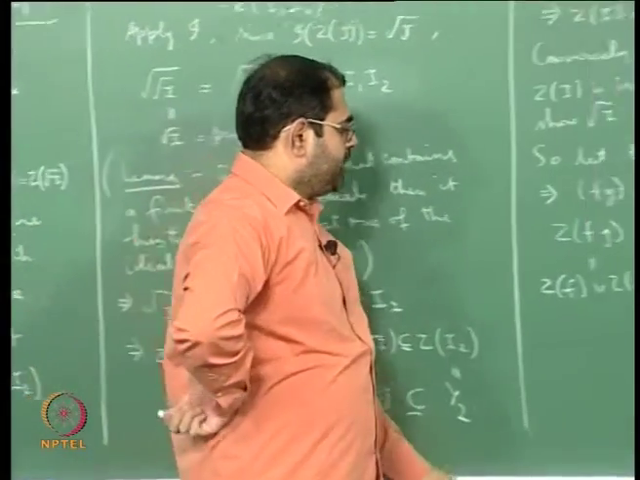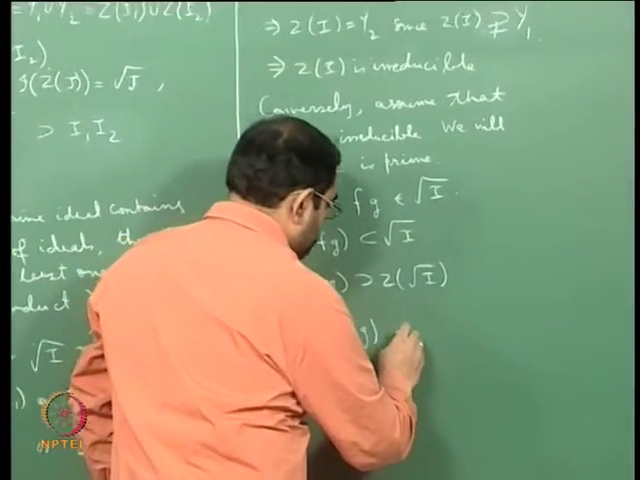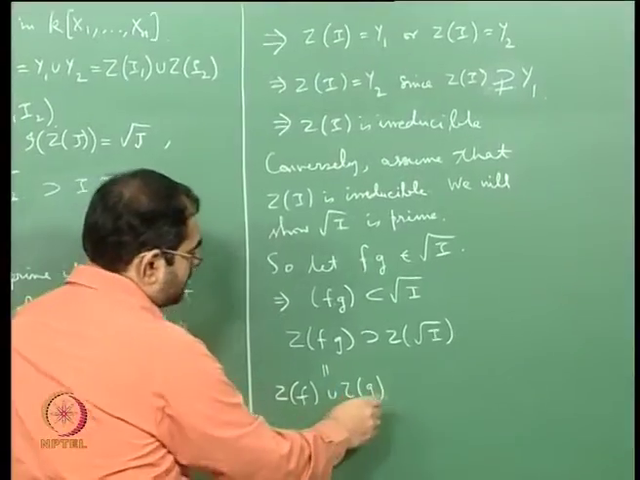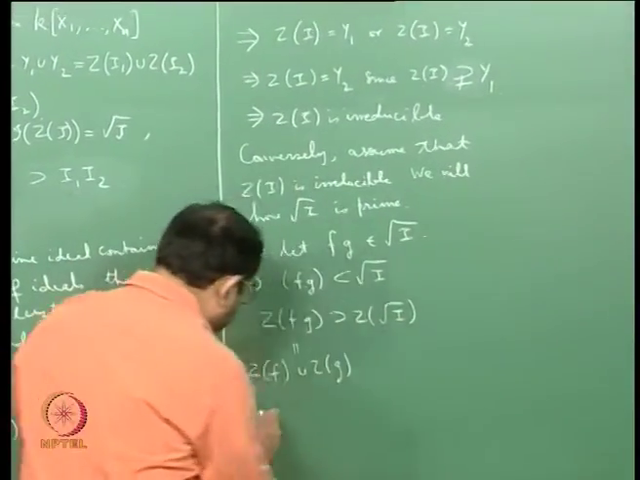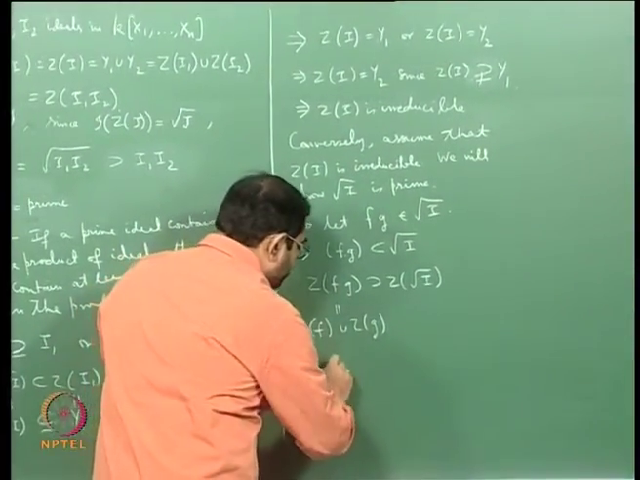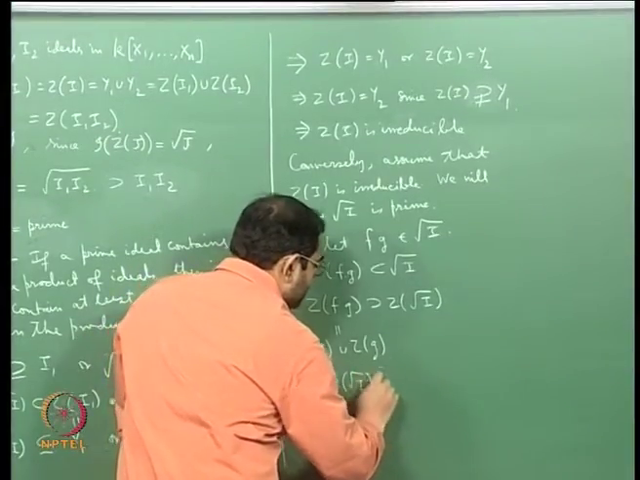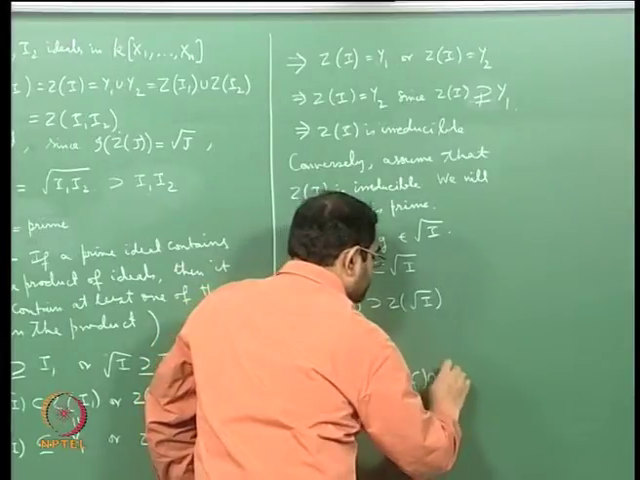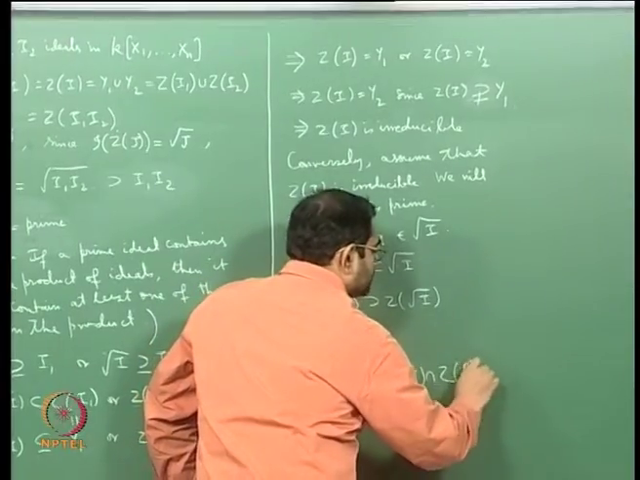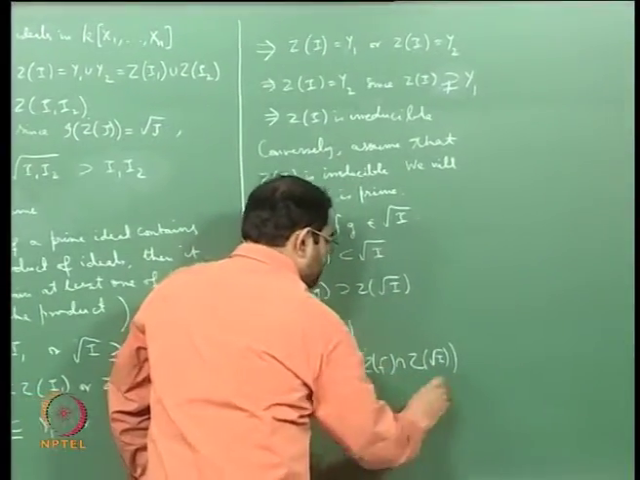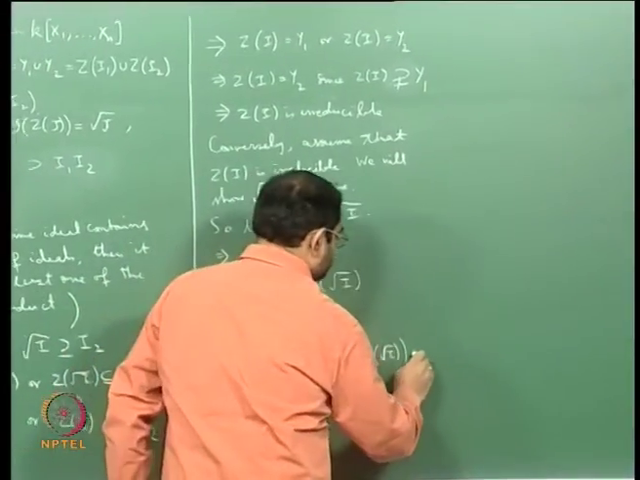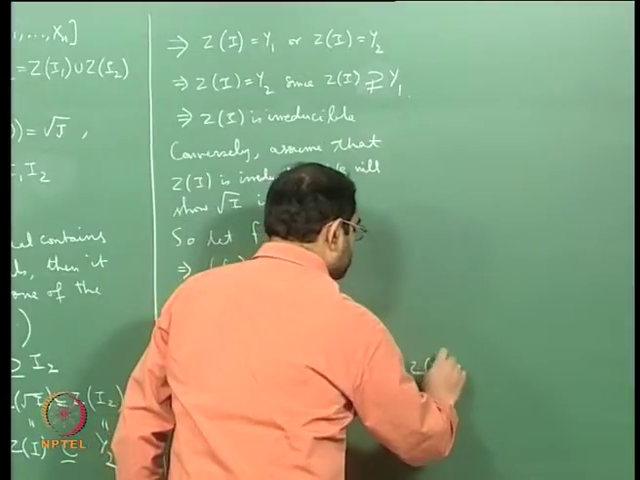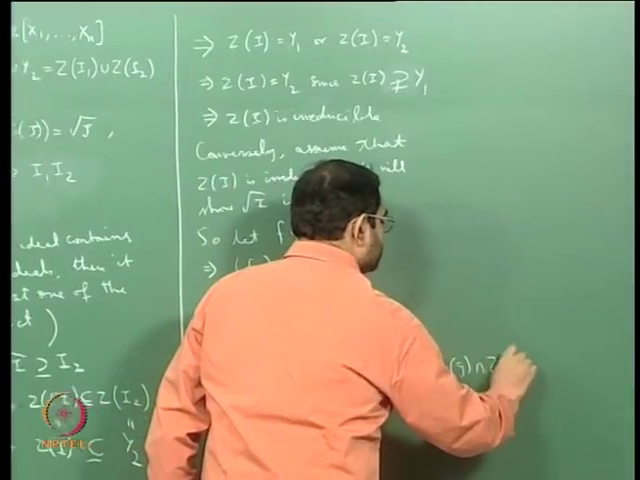So what this tells you is that you see, Z of rad I has been written as Z of f intersection Z of rad I, union Z of g intersection Z of rad I.